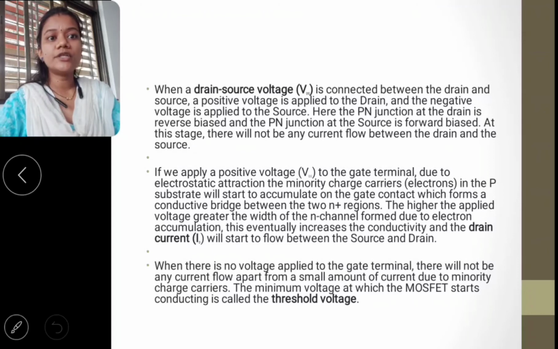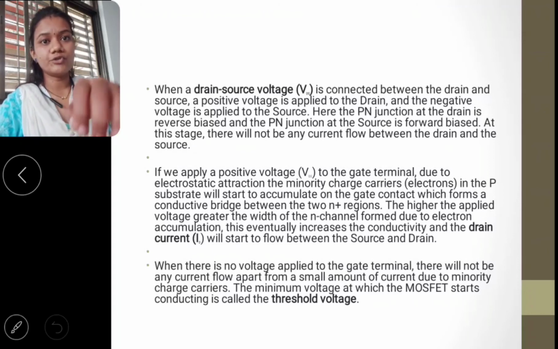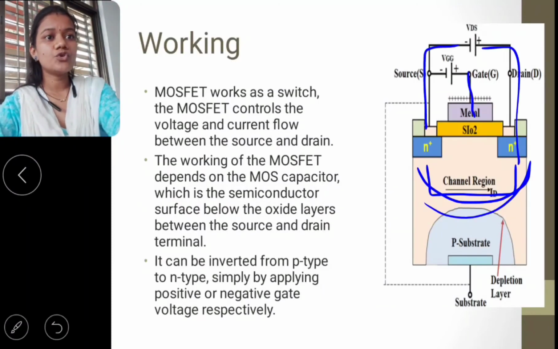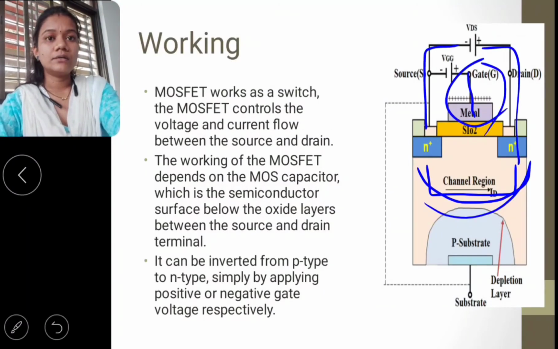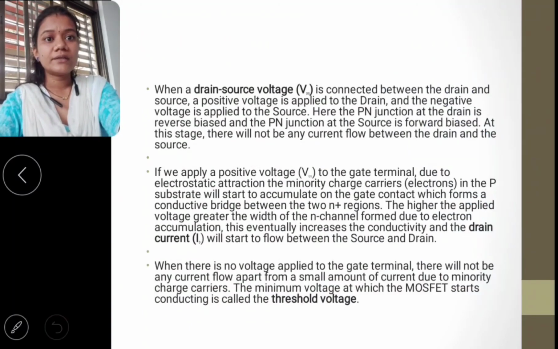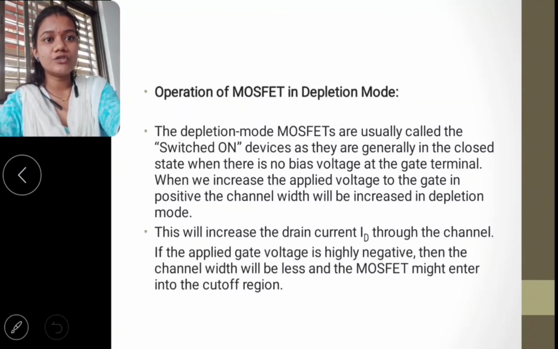The minimum voltage at which the MOSFET starts conducting, we can call it the threshold voltage. So when no gate voltage is applied, because of the minority carriers, there is a small voltage, and because of that small voltage the MOSFET will start conducting. That voltage we can call the threshold voltage.